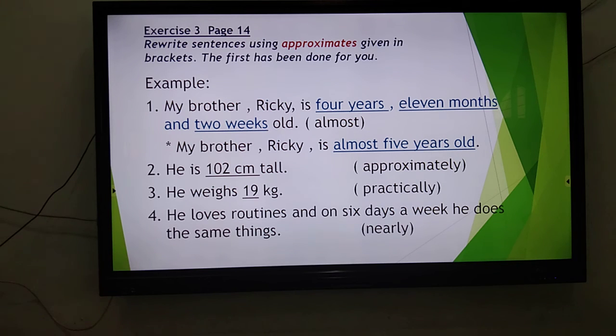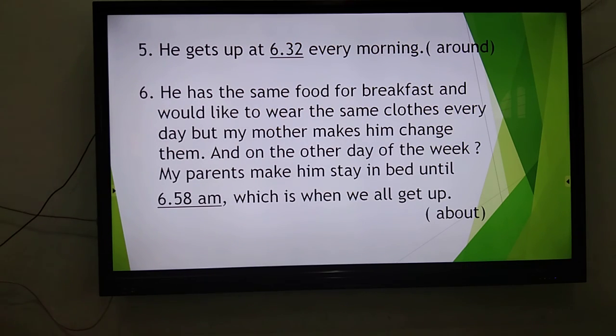Number 4, he loves routines and on 6 days a week he does the same things. How many days are there in 1 week? This is the cue, and we do a task for 6 days regularly. So what should be the word that we use with nearly? Think and write. Number 5, he gets up at 6:32 every morning. How can we write the time here? 6:32, around, and then see what time we can mention here.